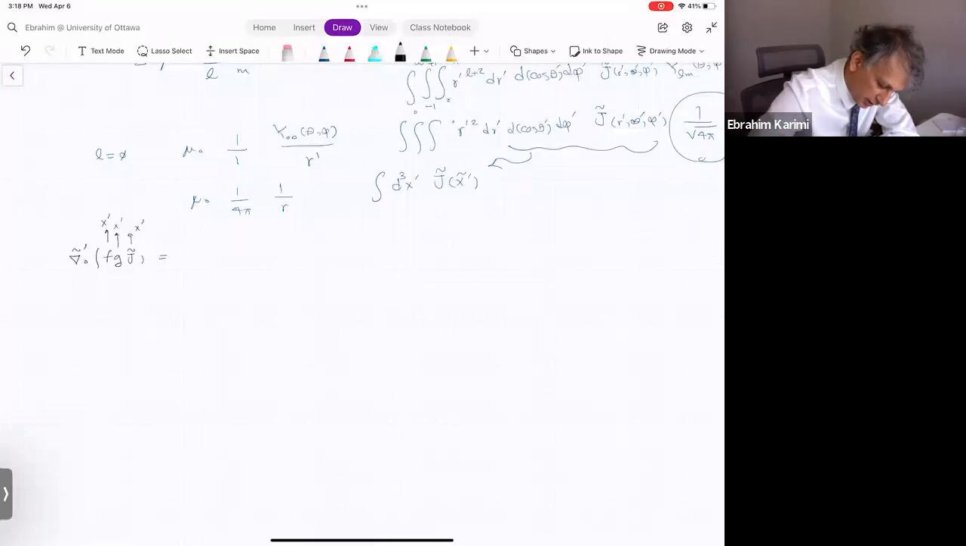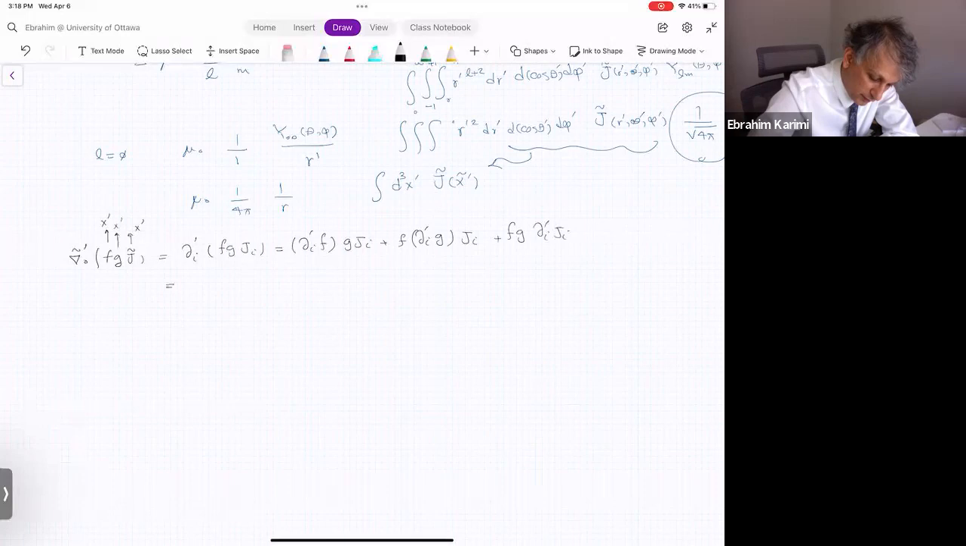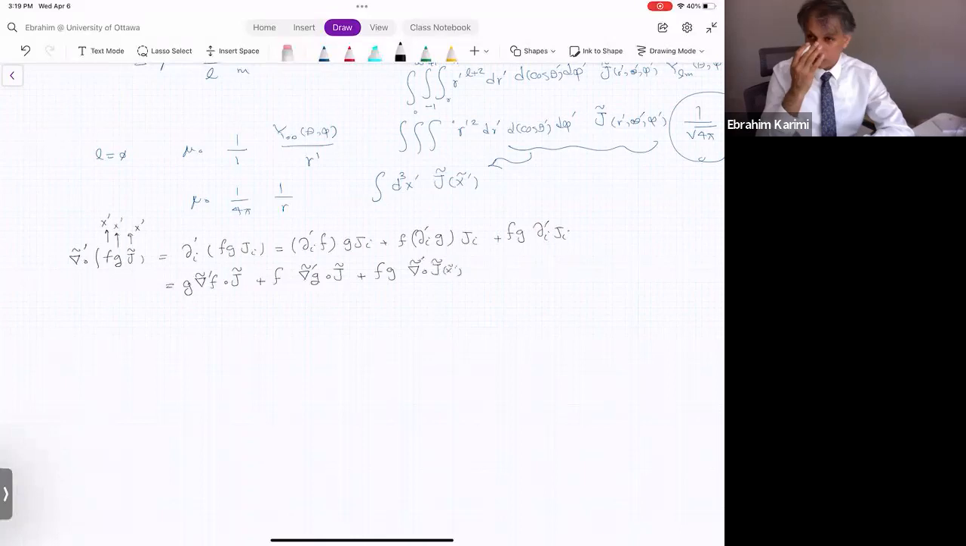So you can do the expansion, and essentially that will be the derivative prime of i of f g j_i. Then that is derivative with respect to i of f multiplied by g j_i, plus f derivative with respect to i of g multiplied by j_i, and then f g derivative with respect to i of j_i. So if you write it in the differential form, that is g gradient prime of f dot j plus f gradient prime of g dot product with j plus f g divergence of j of x prime, of course. Do you agree? Is that right?